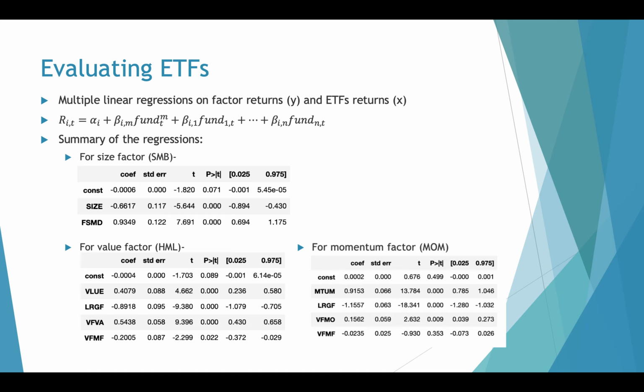The table below are regression summaries of each factor. Taking the first factor, size, as an example, the negative constant means that it has a negative alpha, while the alpha is not statistically significant with 95% confidence level. Both ETFs have significant exposure to the size factor since their corresponding betas have p-values smaller than 0.05.